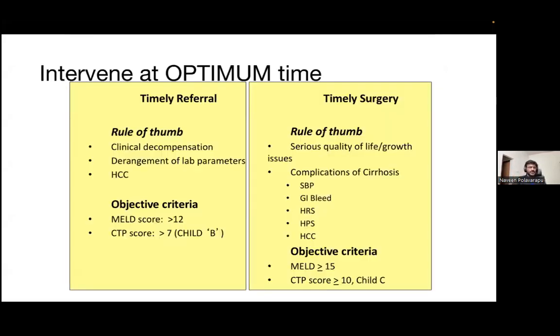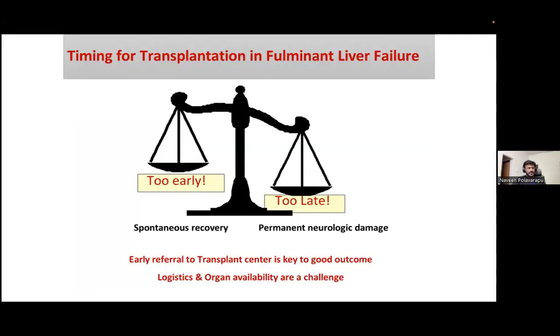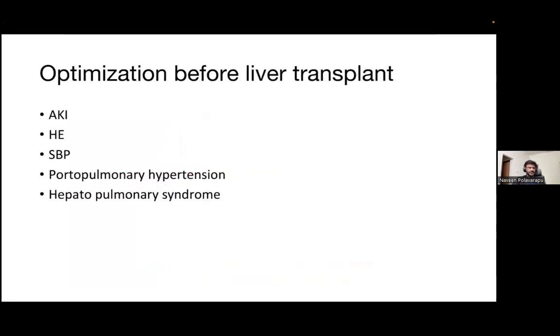So rule of thumb, as I said, is once they start having decompensation, you should refer these patients for transplantation, particularly if the MELD score is about 12 and CTP score is about 7. And if they develop any of these complications, SBP, GIB, HRS, HPS, HCC, you should definitely consider these patients for transplantation. So it is a balance, as I mentioned earlier. Too early, we should not be doing it, but at the same time, we should not be leaving it too late, where you miss the opportunities of the benefits of liver transplantation.